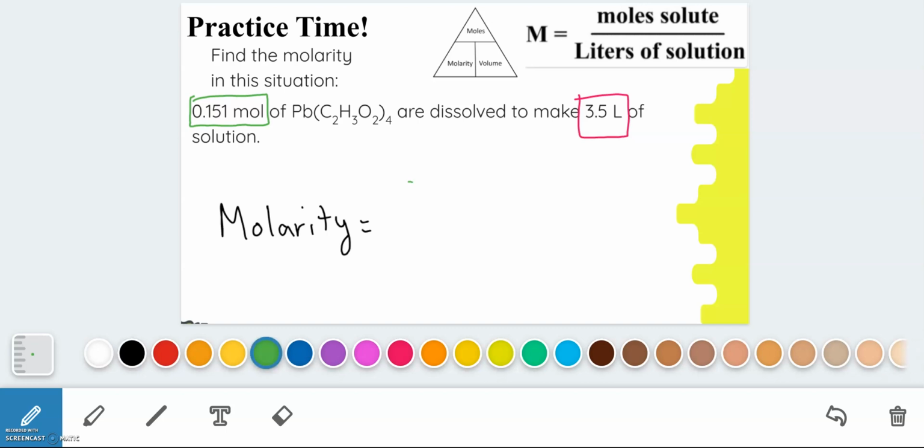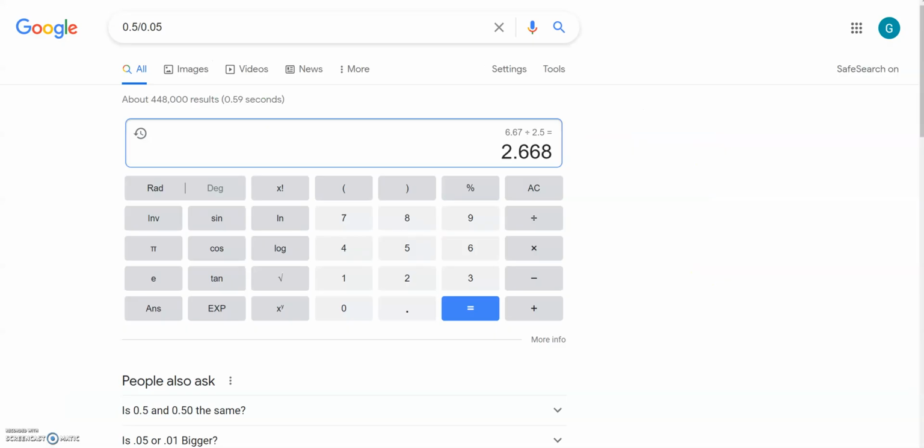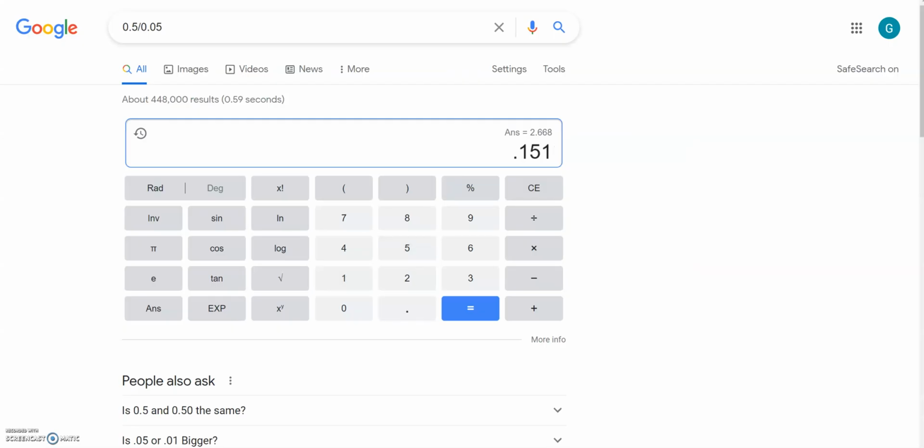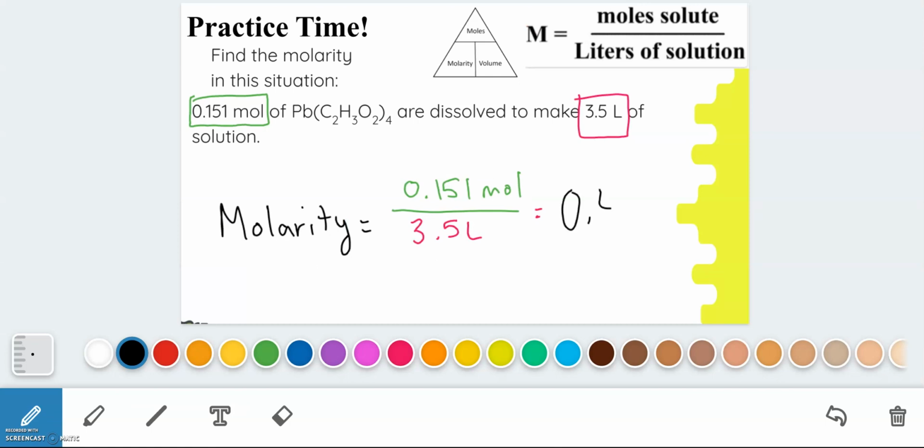So welcome back. You should have put moles on top and liters on the bottom to equal our answer. So we have 0.151 divided by 3.5 is 0.043. Again, capital M is our units, and that tells me I have 0.043 moles per liter of solution.